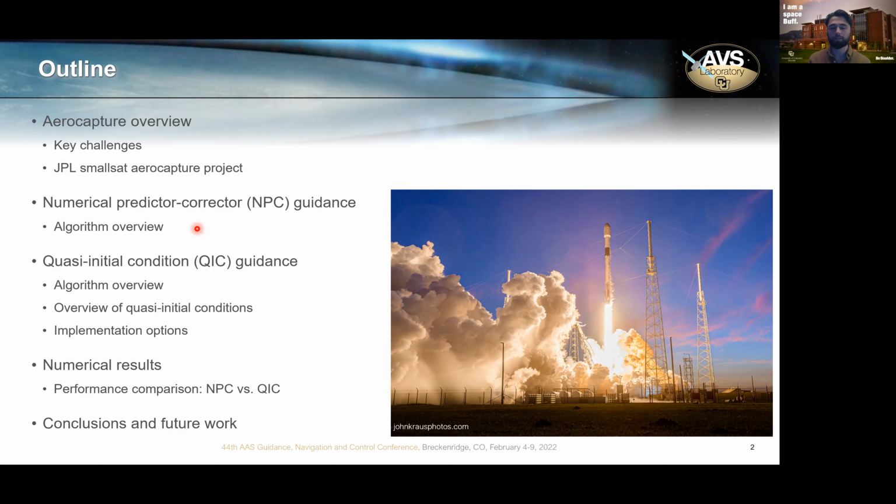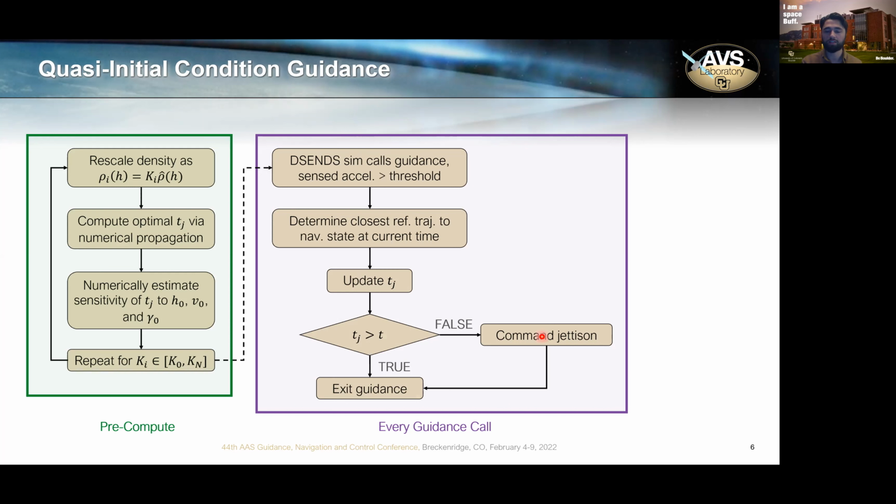Okay, so once this pre-compute step is done, all this data, the time histories, the Jettison times, and the sensitivities associated with each reference trajectory is saved off. And then later, when the simulation calls guidance, and it's active because the sensed acceleration is above the threshold, the guidance determines which of these pre-computed reference trajectories is closest to the navigated state at the current time. It then uses that information in some way to update the current value of the jettison time. And I'll talk more about that momentarily. And then finally, this part is the same as before. We just check if the current jettison time has already passed, and if so, command jettison, and then guidance exits.